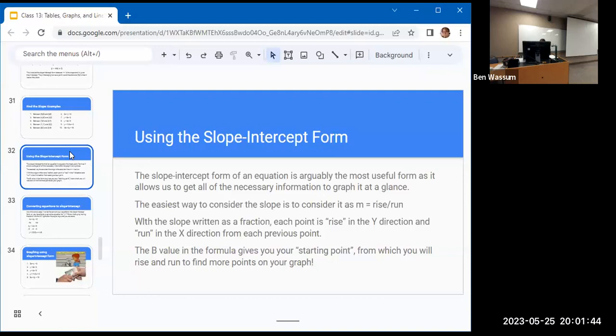Because if you have it as a fraction, the top is how much each point is going to rise from the previous point, and the bottom is how much each point is going to run from the previous point. So if you know the rise over run from any point, you can find another point on your graph.